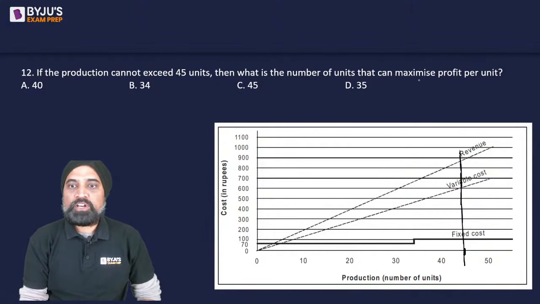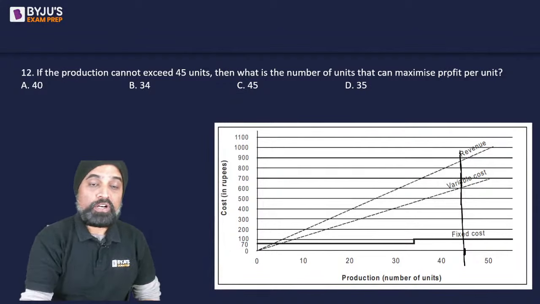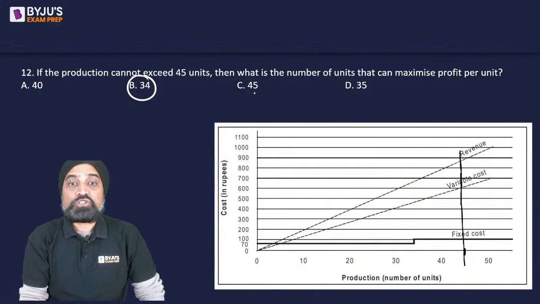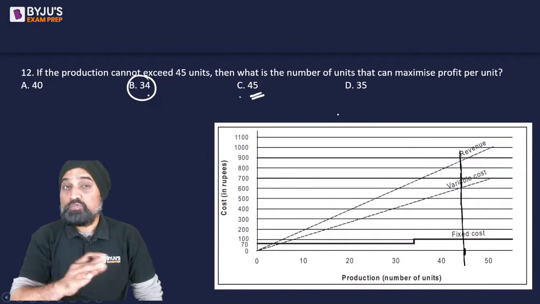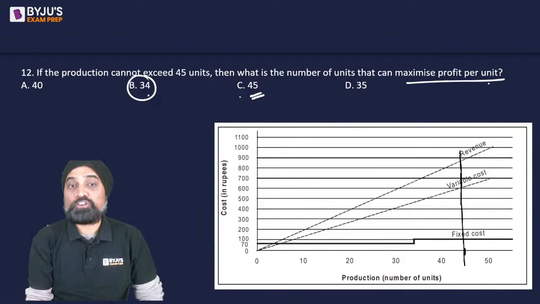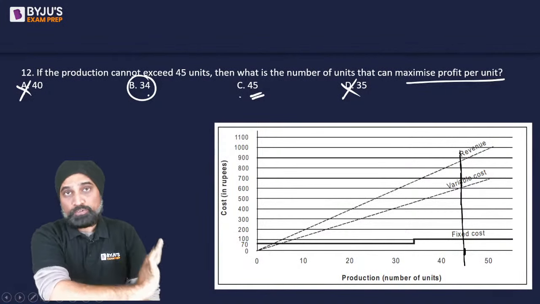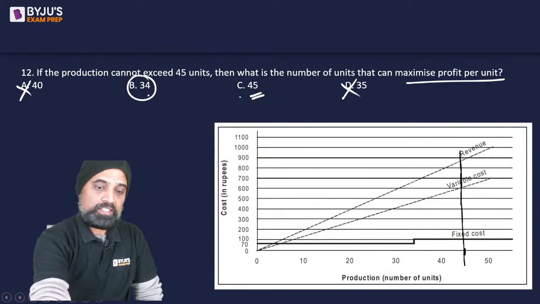Then what is the number of units that can maximize profit per unit? Well, we have already seen so far that 34 is the highest up to 40. So we need to check 45, as in between 34 and 45, which is going to maximize our profit per unit. So A and D definitely are not the answers, because we know 34 is highest up to 40. At 45, let's check that.